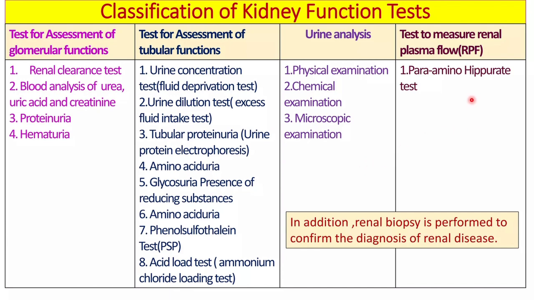And there are tests to assess the renal plasma flow also. So these are the classification of the kidney function test. So to assess the glomerular function, to assess the tubular function, urine analysis as such, and to assess the renal plasma flow. In addition, renal biopsy is performed sometimes to confirm the diagnosis of the renal disease. So all this will come under kidney function test.